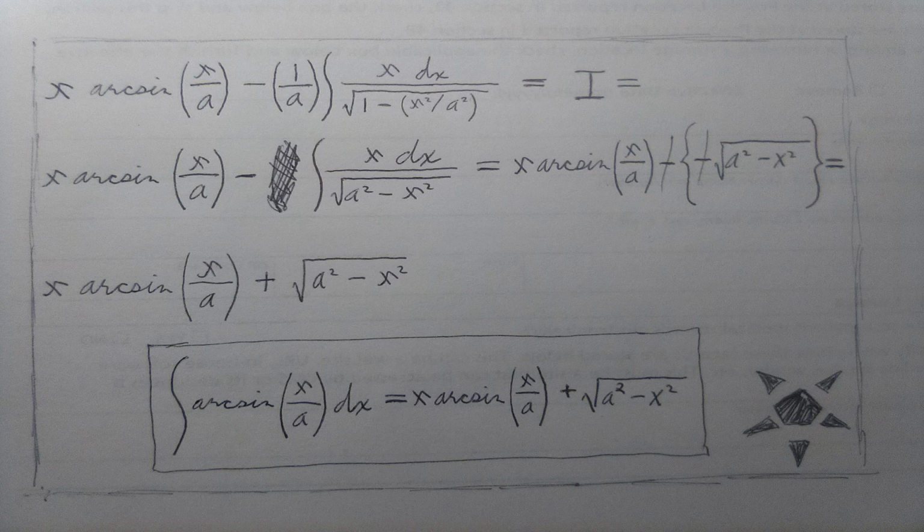The integral of arcsine of x over a is equal to x times the arcsine of x over a plus, got to be sure about that, the square root of a squared minus x squared.